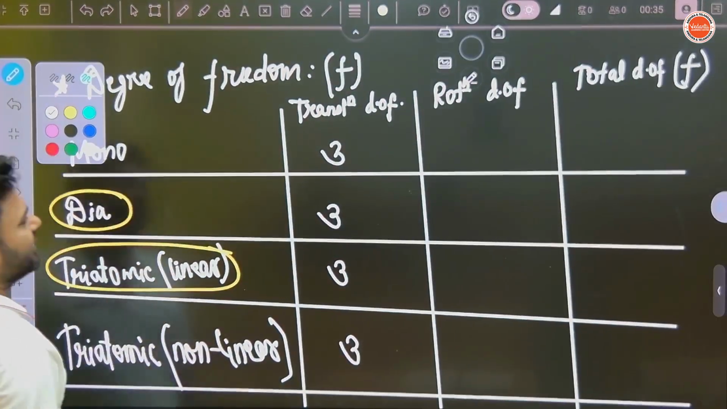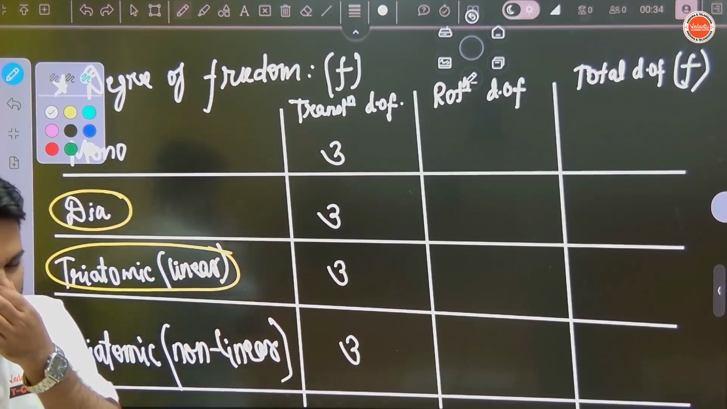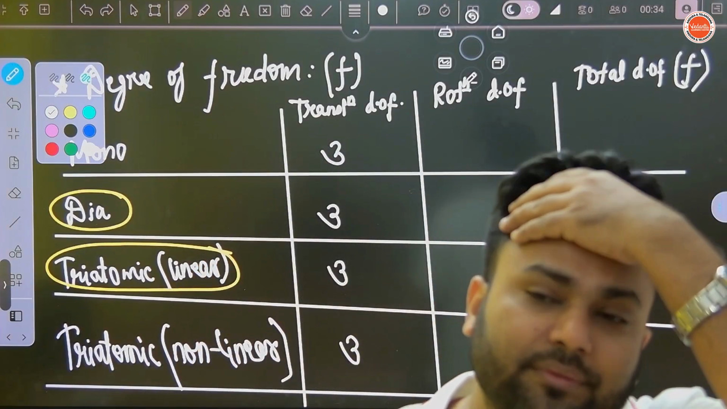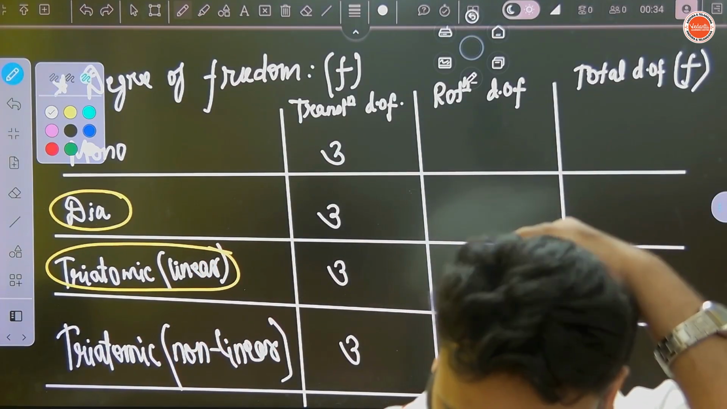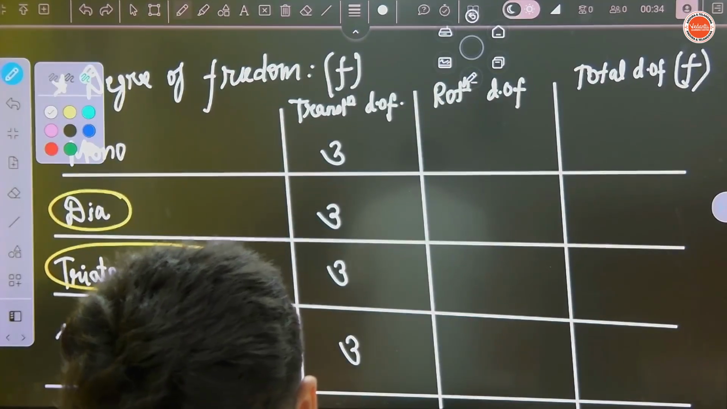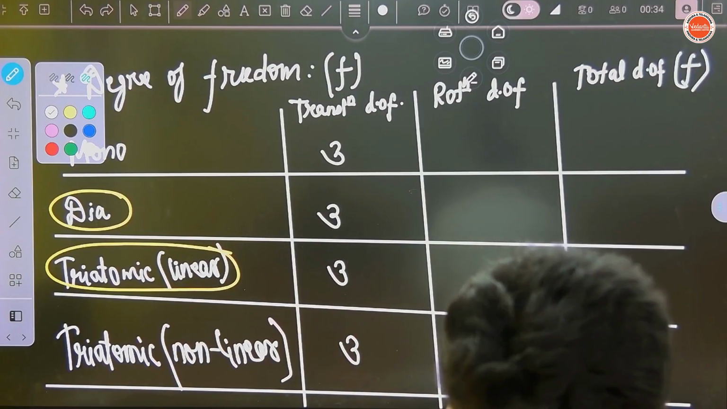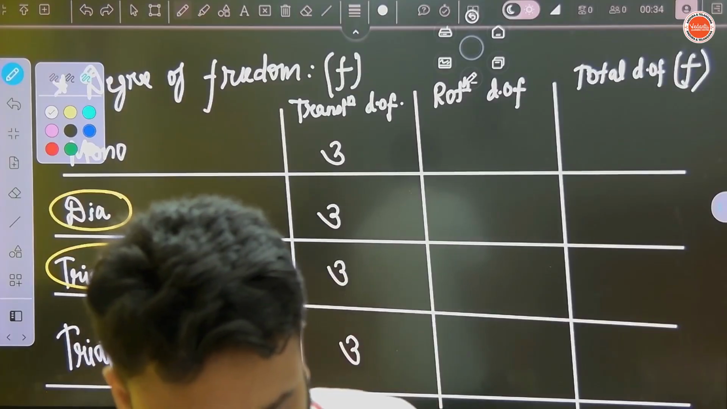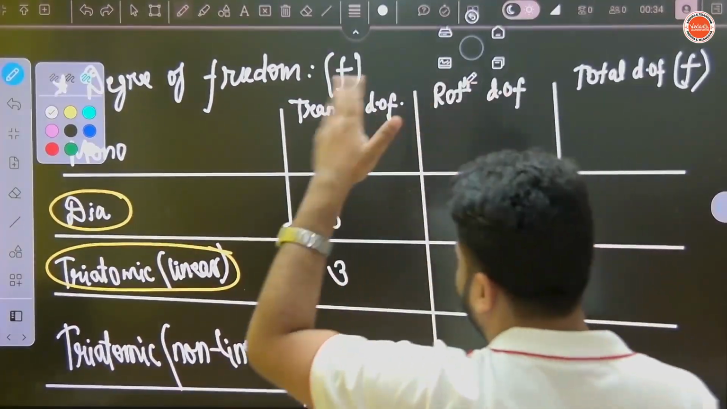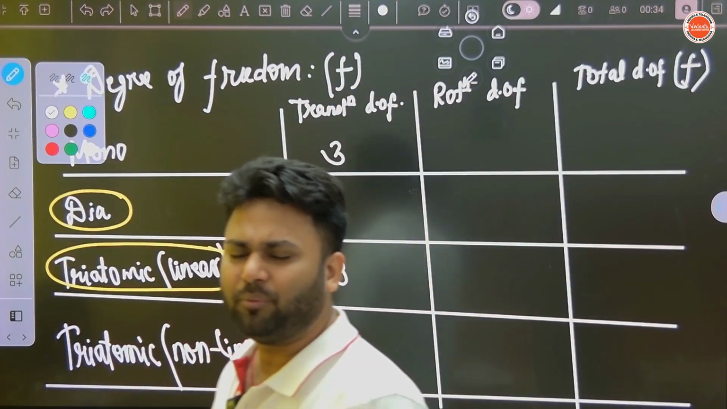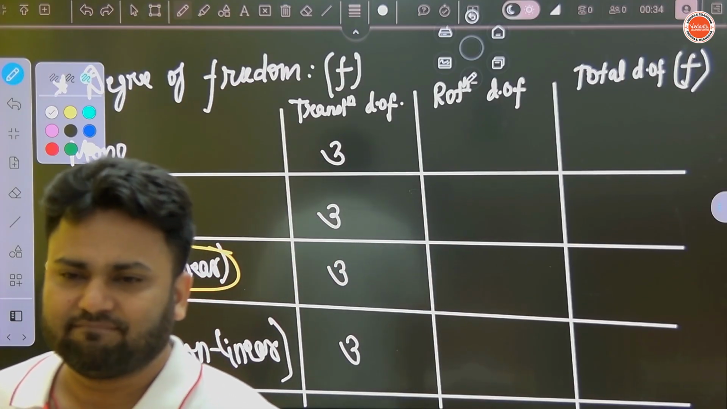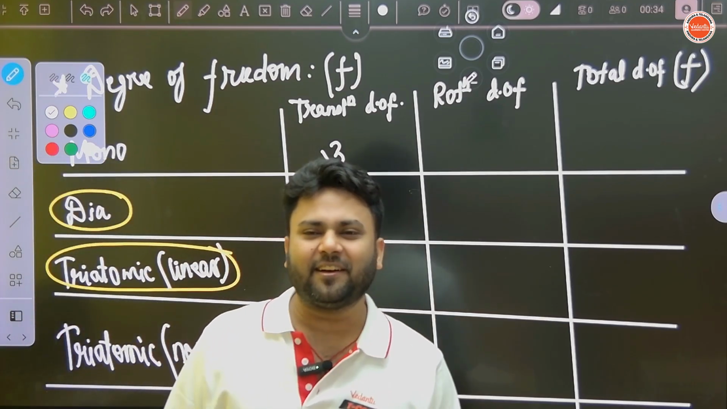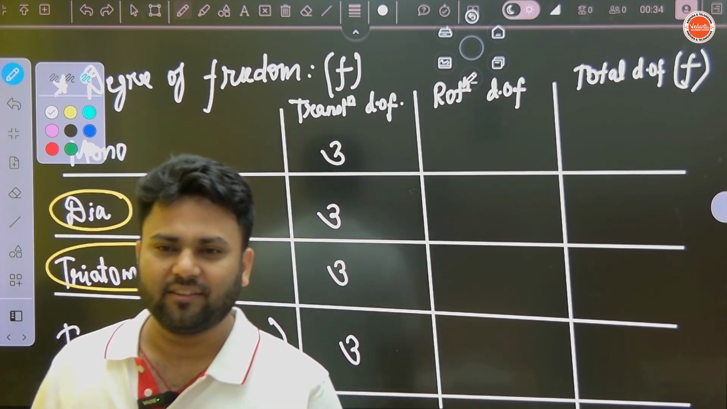Acha, coming to the rotational degree of freedom. In how many ways can monoatomic rotate? Tell me. In how many ways can this rotate? No idea? These things you didn't study. These are the most common things. How did you give that NEET exam this time? Was it the first time you gave the NEET exam?